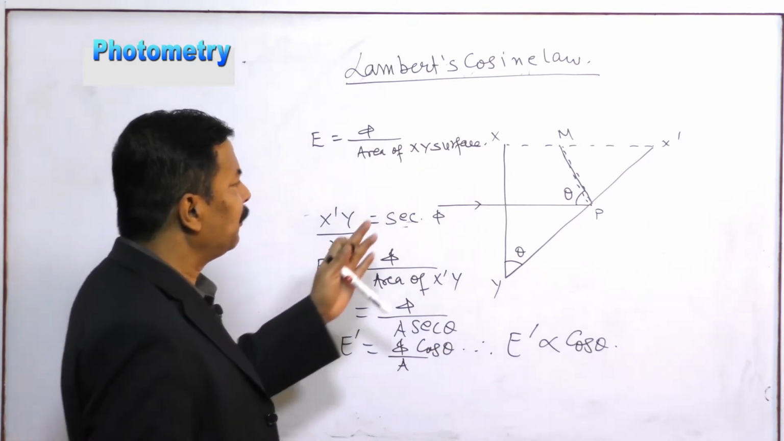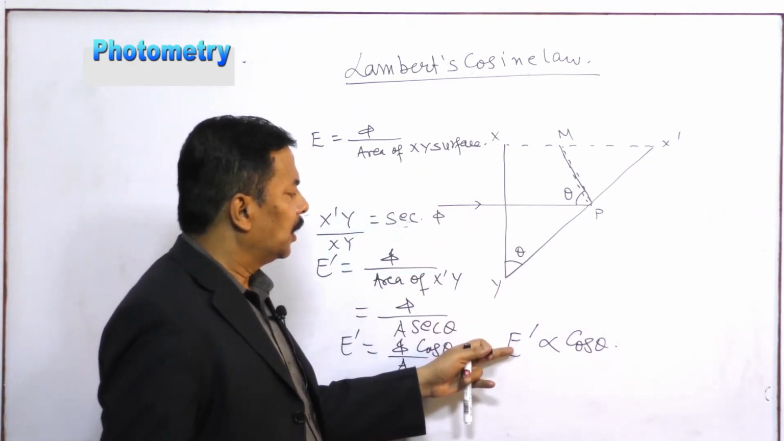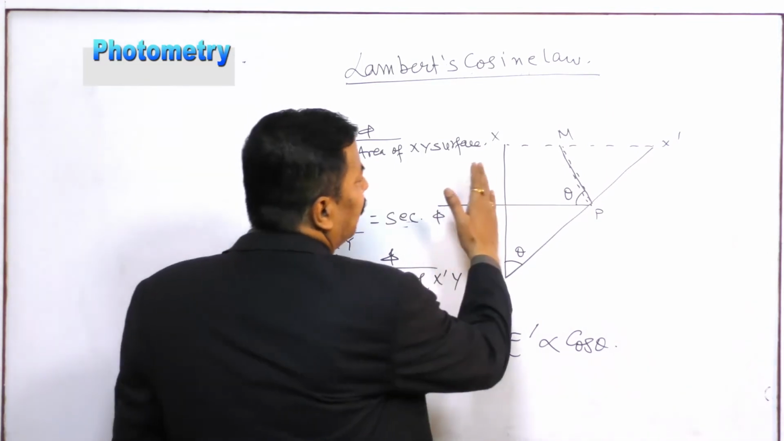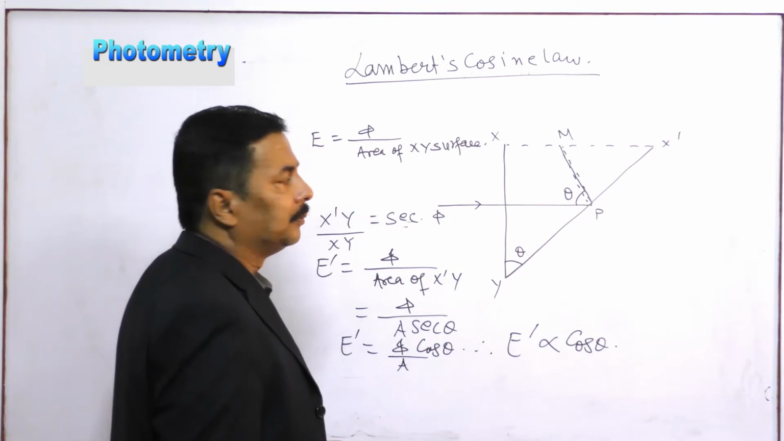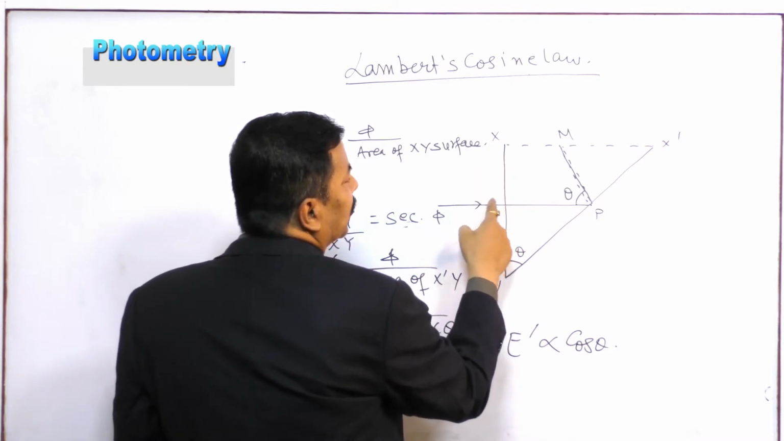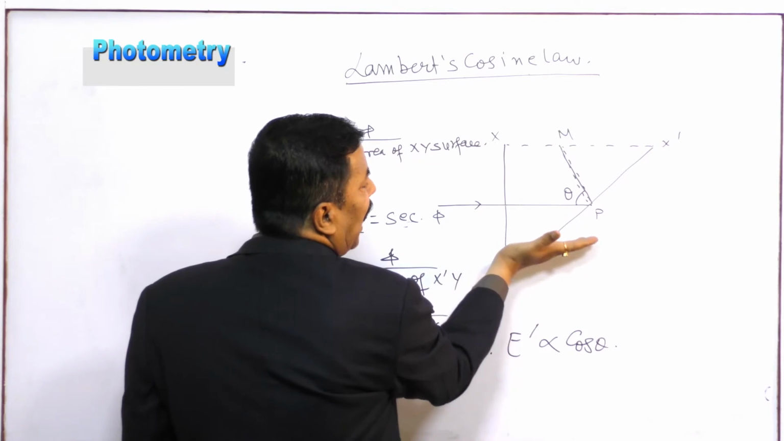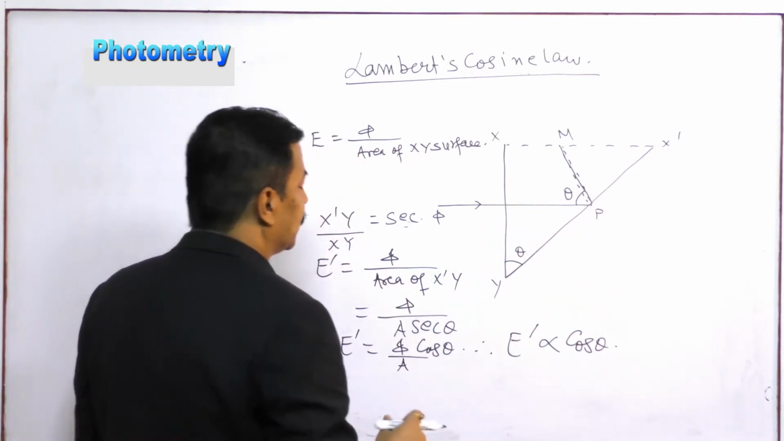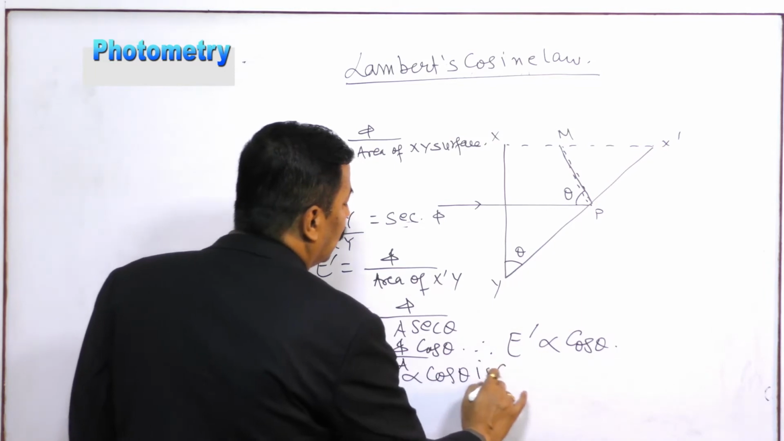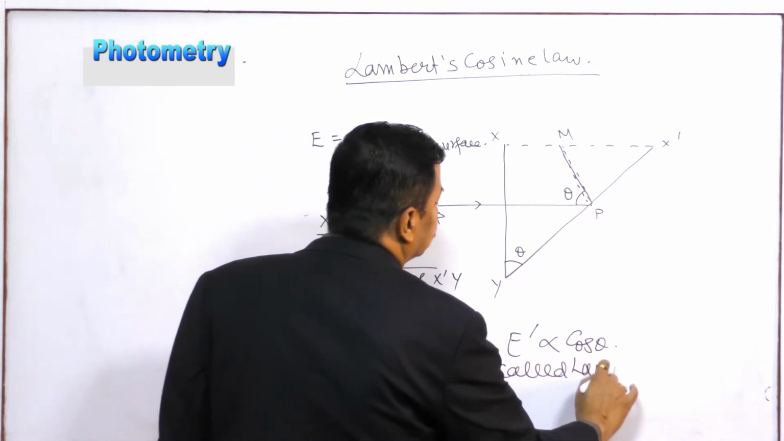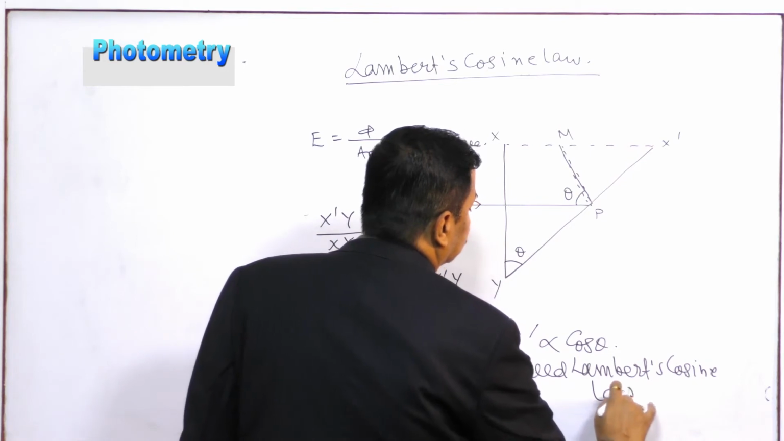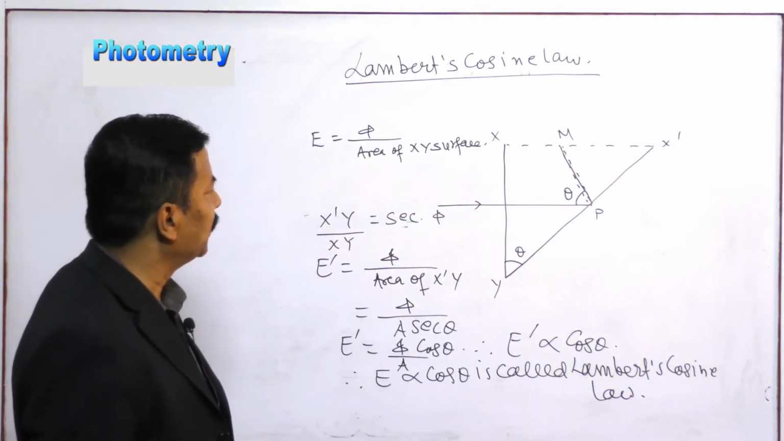What does it mean? That if we tilt the area, illuminance goes on changing. Here the illuminance is maximum, and when this area becomes tilted this way, the illuminance will be minimum. It will be 0. Here the angle is 0, so the illuminance is maximum, and as the angle increases, illuminance goes on decreasing. So in general, E proportional to cos theta is called Lambert's cosine law.